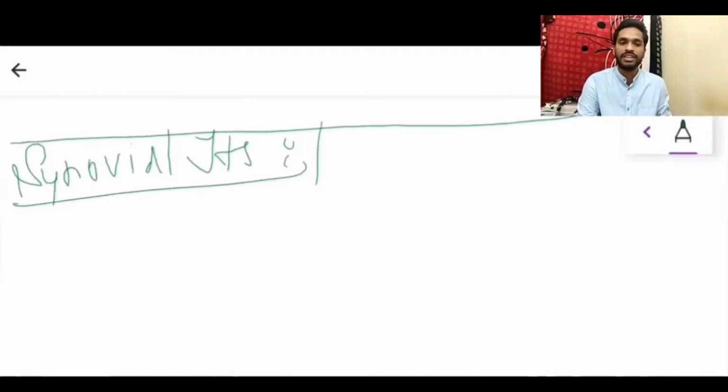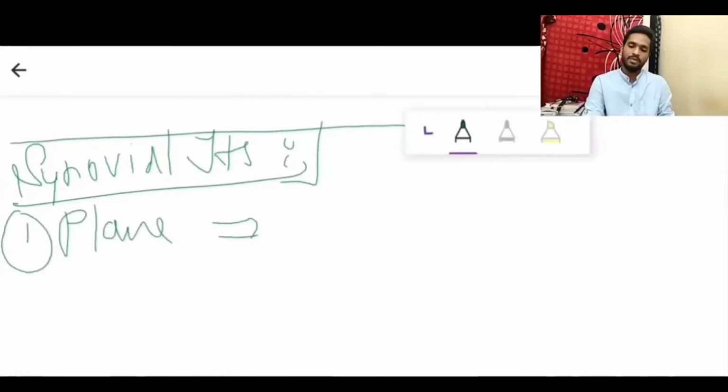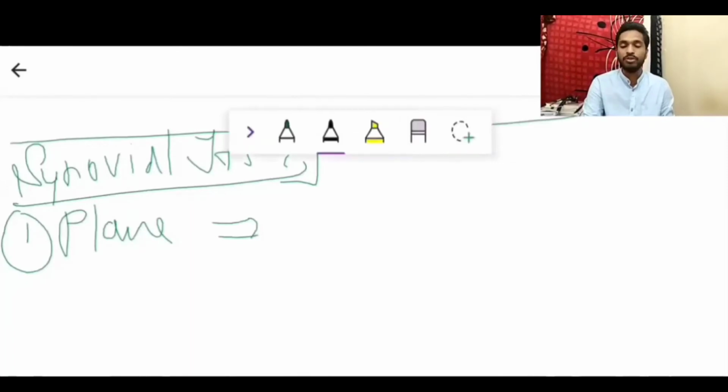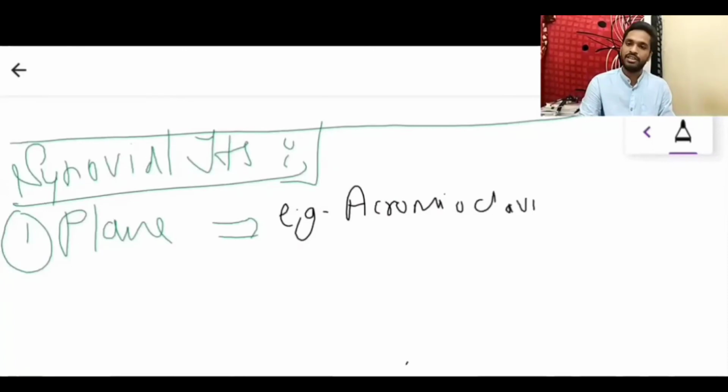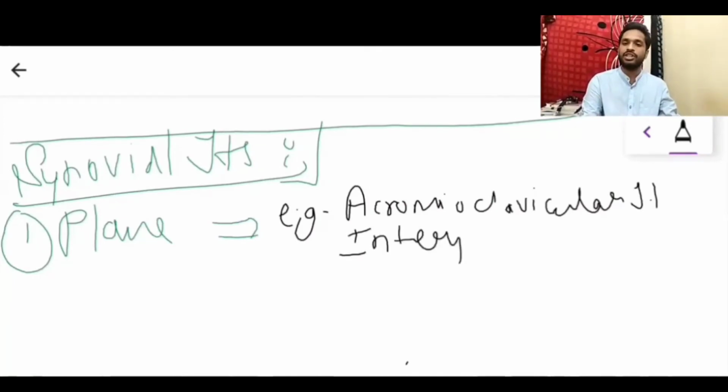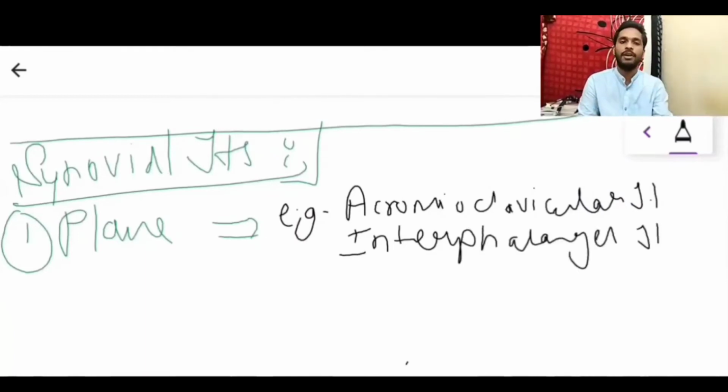In synovial joint, first we have plain synovial joint. The example of plain synovial joint is acromioclavicular joint, the joint between the acromial process and the clavicle. It is a plain synovial joint. Also the interphalangeal joint, the joint between the phalanges, is an example of plain synovial joint.